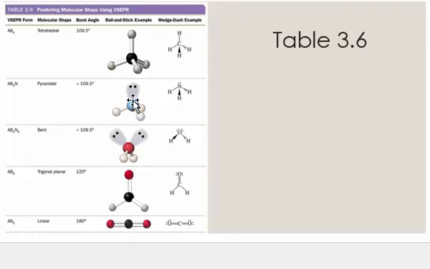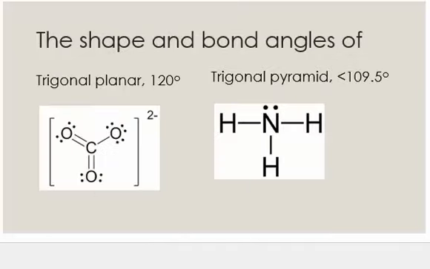The nitrogen in ammonia is bonded to 3 other atoms and has 1 lone pair. Its shape is pyramidal and there are bond angles of less than 109.5 degrees.